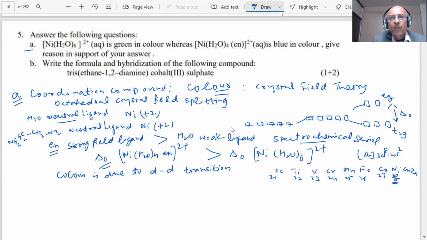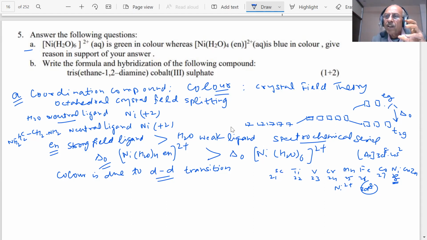If the nickel is in 2+ oxidation state, what will happen in this case? The electronic transitions are going to take place from t2g to eg. This is a stronger field and this is a weaker field. Nickel 2+ is 3d8, as the two 4s electrons are lost when Ni2+ is formed. So d-d transition takes place from t2g to eg, and the wavelength, frequency or energy of light absorbed is different as the ligand is changed.